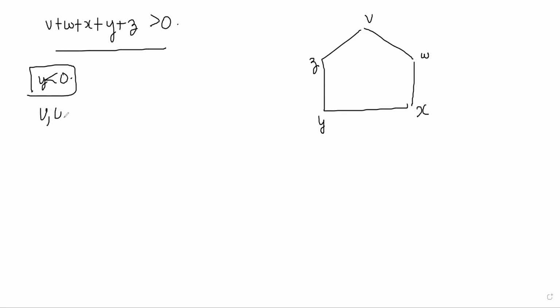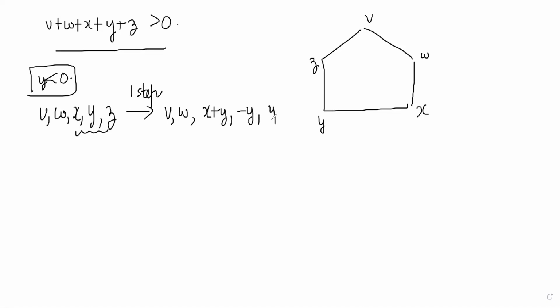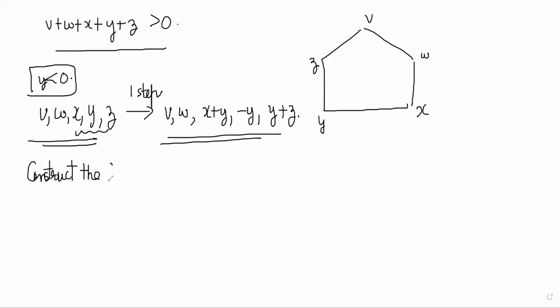So v, w, x, y, z after one step of the transformation will become v, w, x plus y, minus y, and y plus z, right? This is one step of the transformation. So now we have to think of a good function that will help us capture the essence of this. So we construct this function. It's a function of 5 variables.